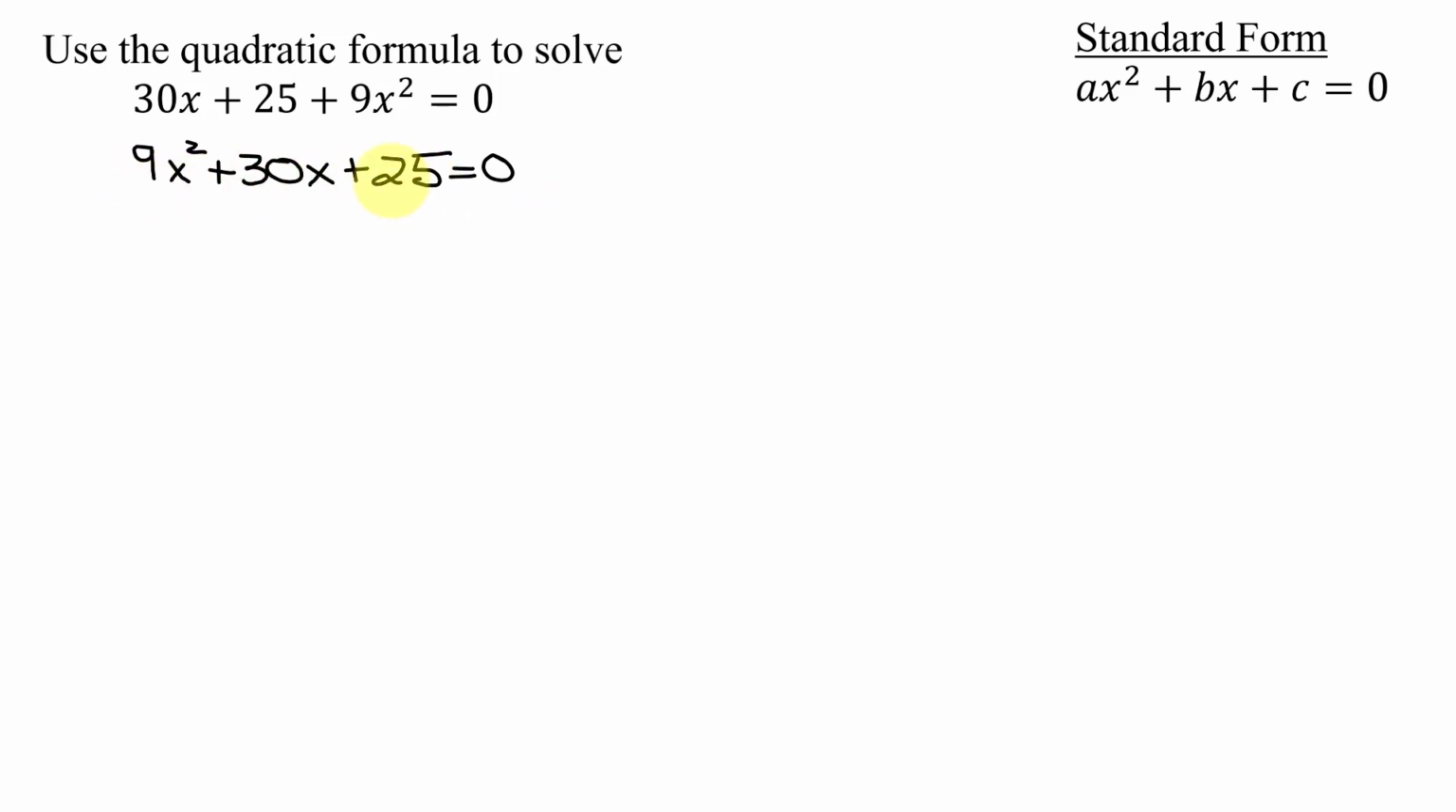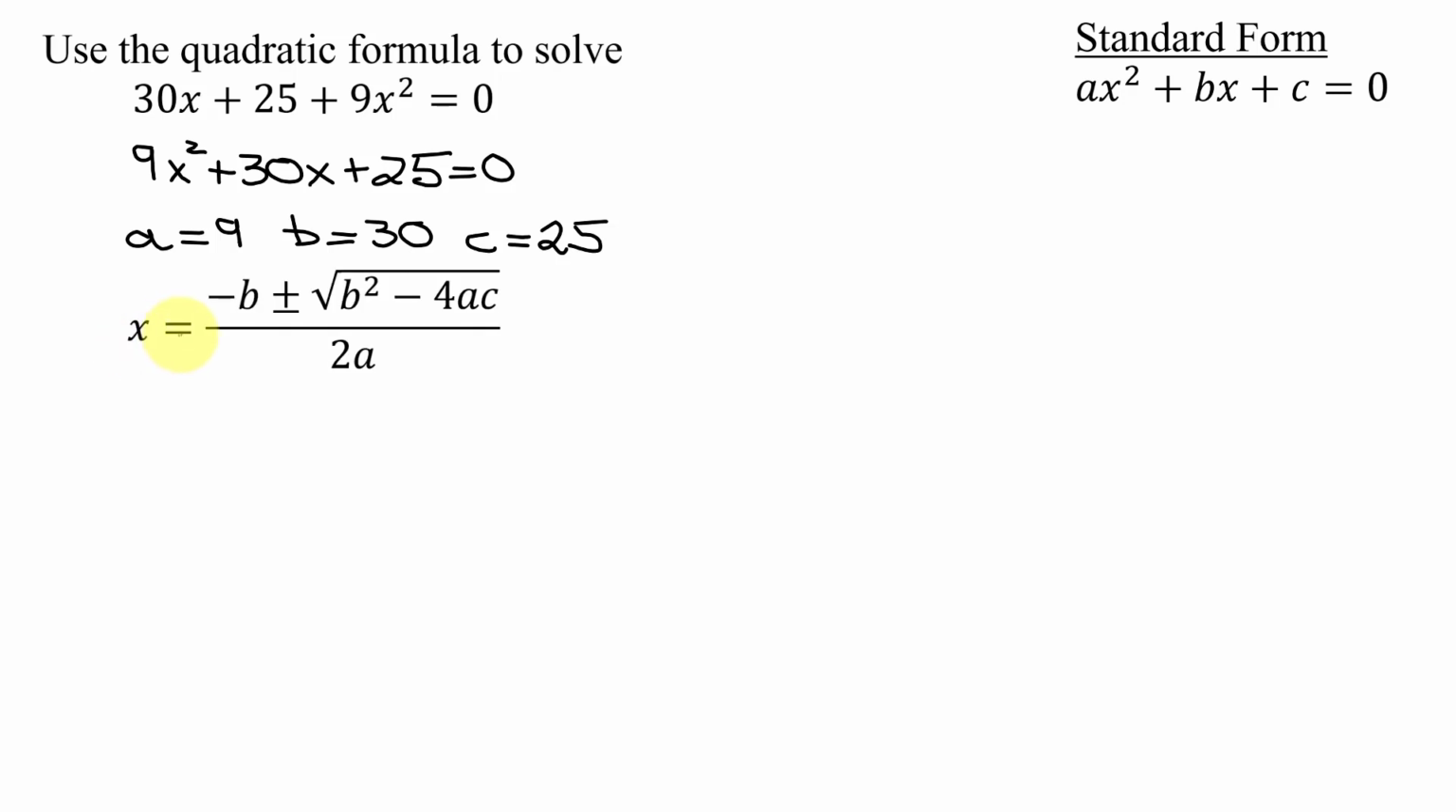I can find the values of a, b, and c. A is the coefficient of the x² term, it's 9. B is the coefficient of the x term, it's 30. C is the constant term of 25. Now we're ready to use the quadratic formula.